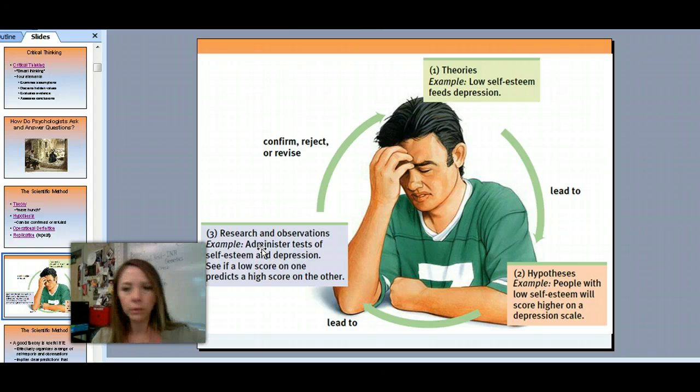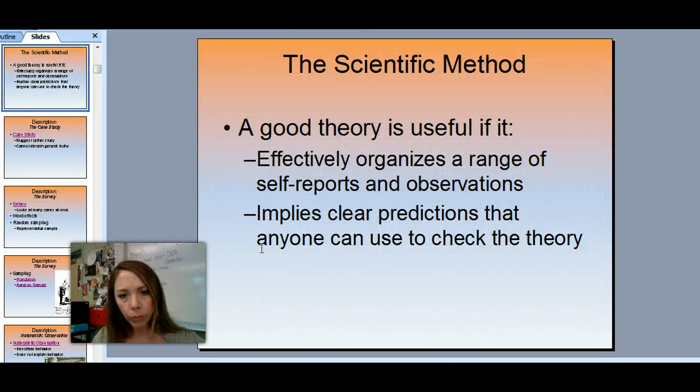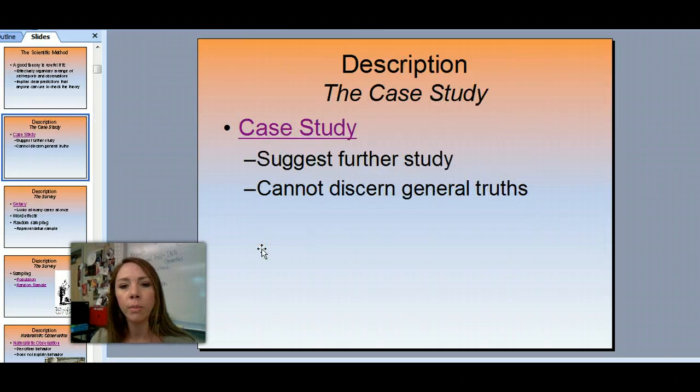Here's the cycle. A good theory, remember, helps us predict things in the future, and it has evidence to back it up. Okay, if we can't do the scientific method, remember there's a couple things that we can do to get around the scientific method and still get some information.